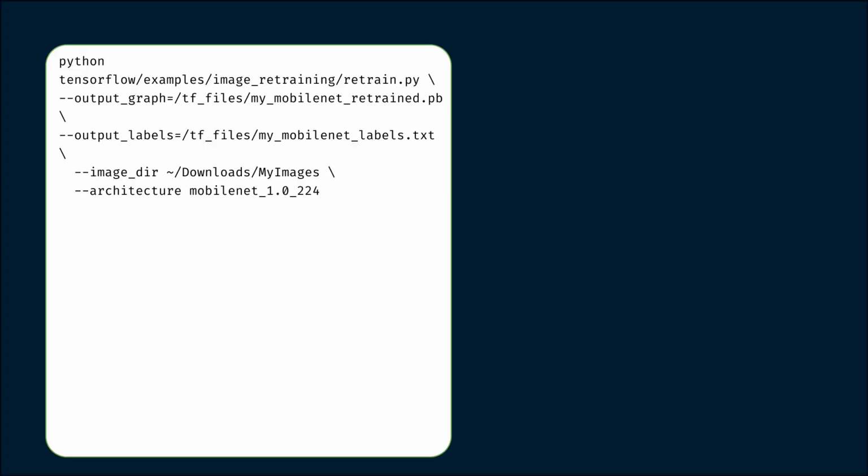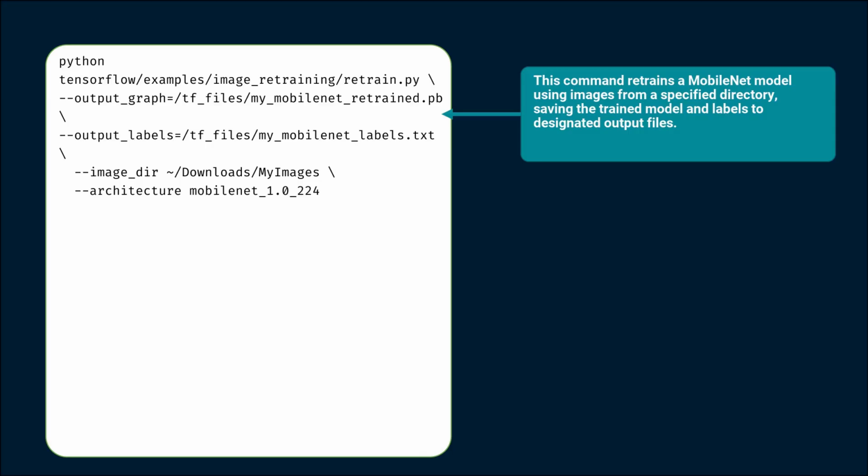Now let's see how we can implement the retraining of a Mobilenet model using TensorFlow's provided tools. The command we will be using starts with python tensorflow/examples/image_retraining/retrain.py, which specifies the script we are executing to perform the retraining. Following that, we define important flags that guide the process. The output graph flag indicates where to save the newly trained model file, allowing us to customize the name and location of the output. Similarly, the output labels flag specifies the path for the labels file that will correspond to the retrained model, enabling proper labeling of the predictions made by the model.